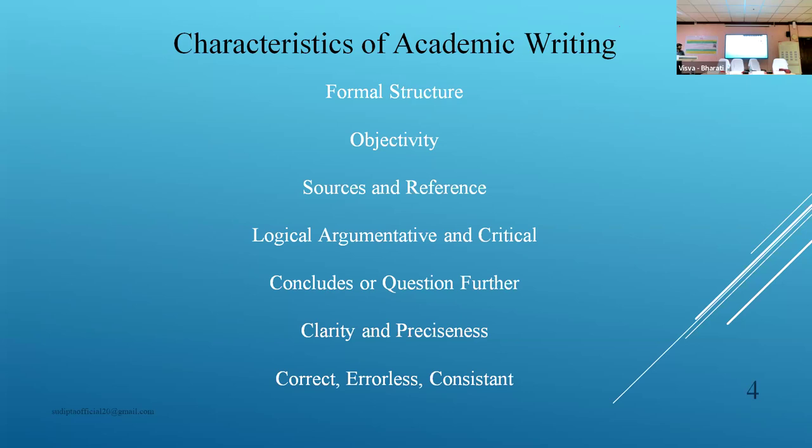Okay. The last one is that it should be correct, errorless and consistent. Here someone can question how it can be errorless. There may be some error. So it depends on you how much effort you make to make it errorless. There is nothing in this world, and especially in social science, which is errorless. Error should be there. That is why when you go for sampling, we consider plus minus 5% of errors.